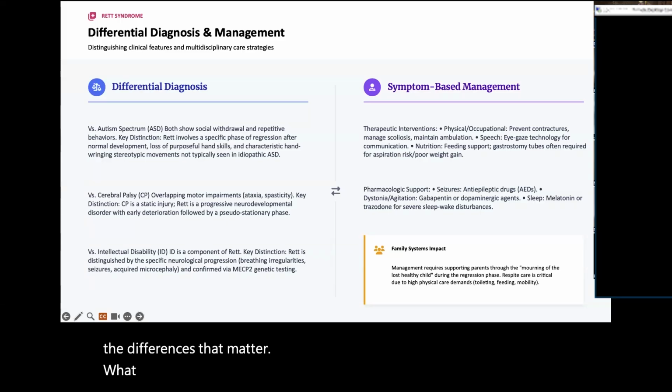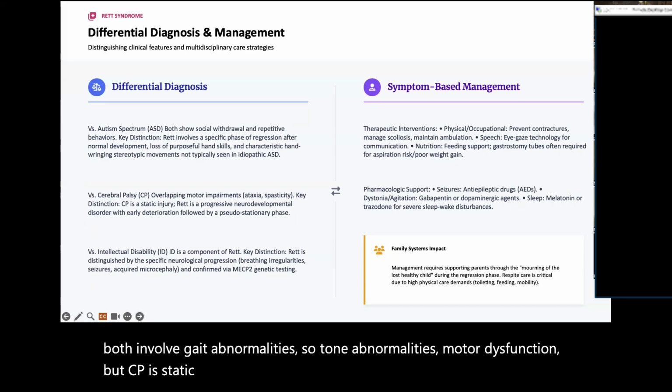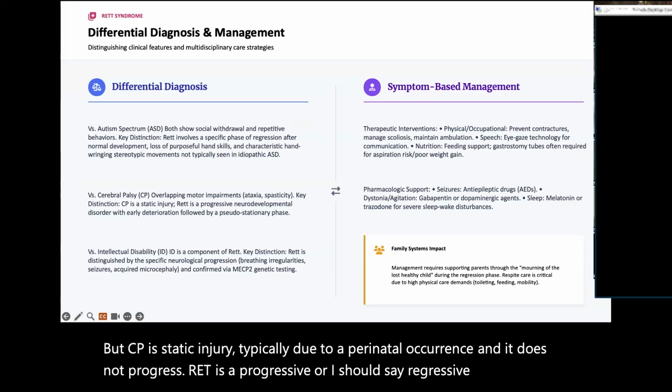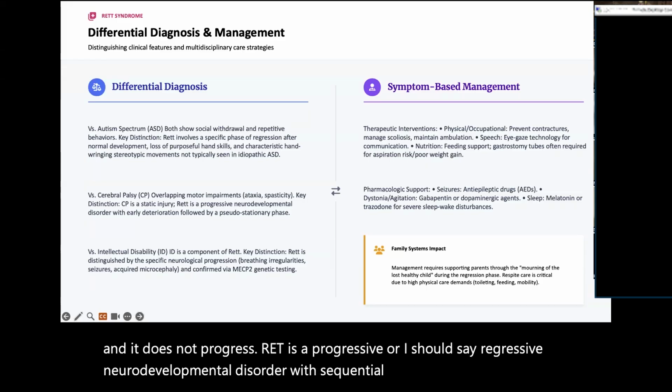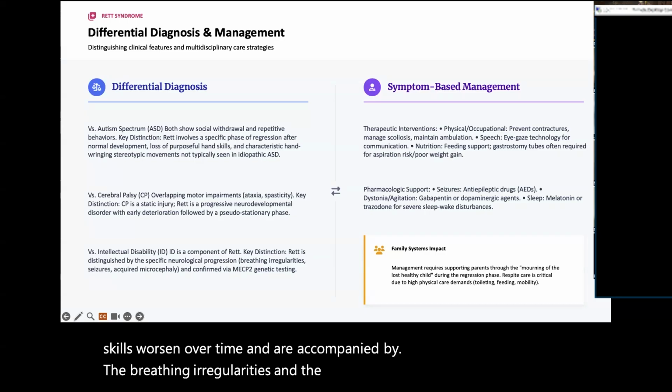What about Rett versus cerebral palsy? Well, it can mimic CP because both involve gait abnormalities, tone abnormalities, motor dysfunction, but CP is a static injury, typically due to a perinatal occurrence, and it does not progress. Rett is a progressive, or I should say regressive, neurodevelopmental disorder with sequential stages. So when the motor skills worsen over time and are accompanied by the breathing irregularities and the regression, the diagnosis of CP is less likely.